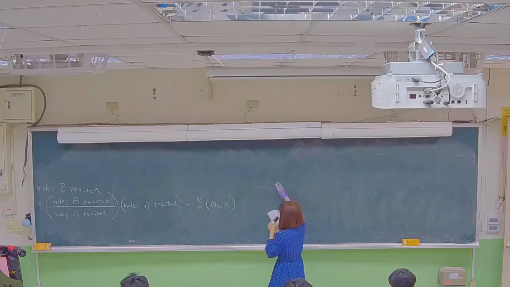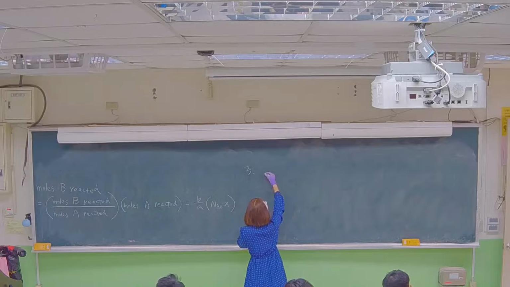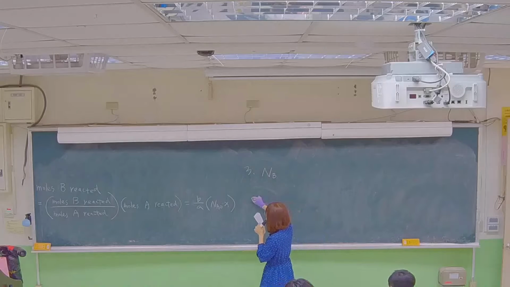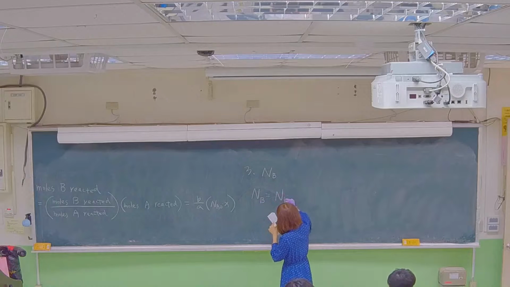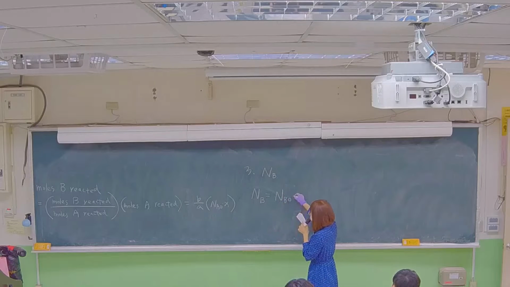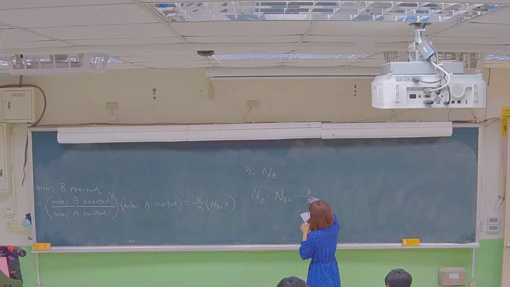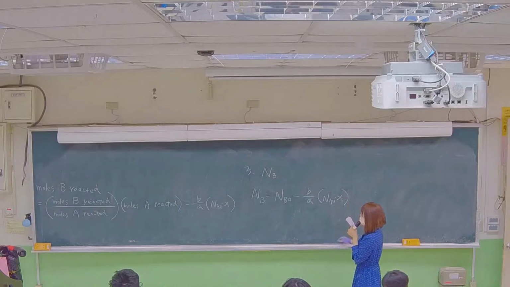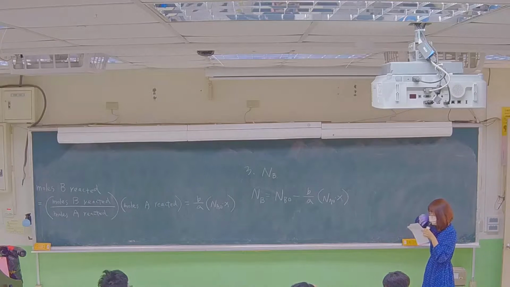Okay, the third point at slide 30: the number of moles of B remaining in the system, NB. What is NB? Remaining means the beginning amount, NB0, minus the reacted number, right? So you got this relation. It is a conclusion.